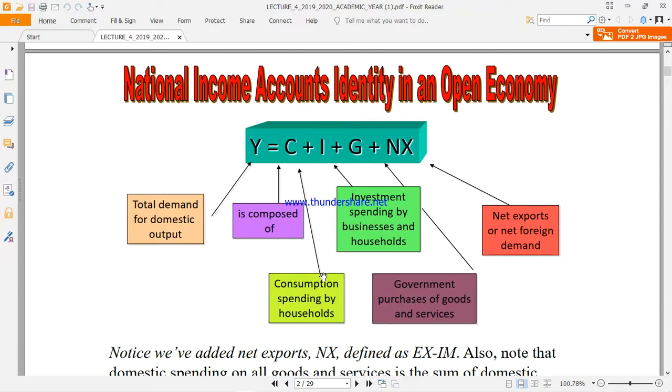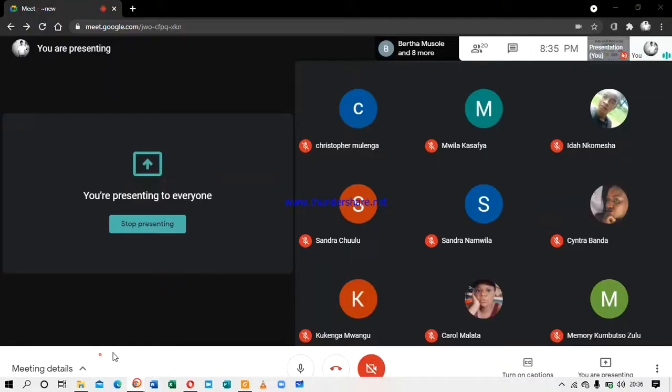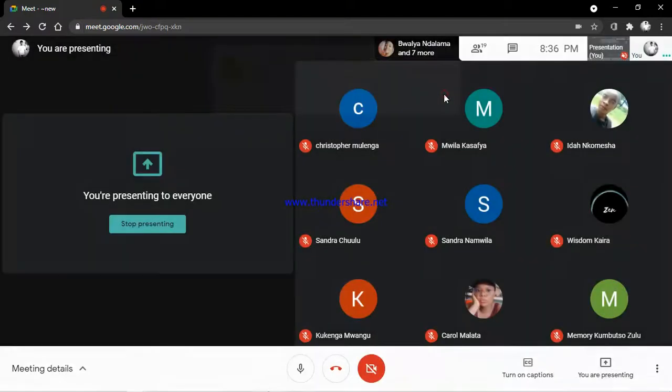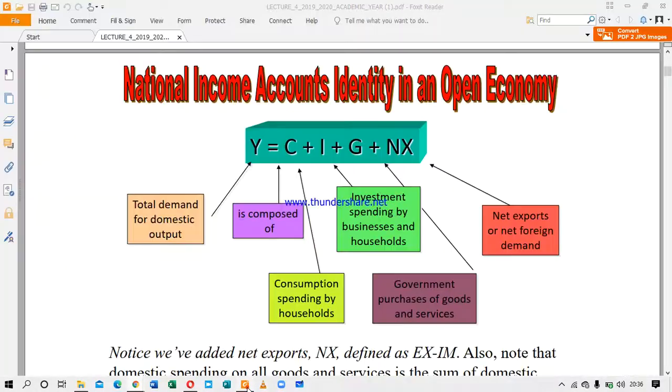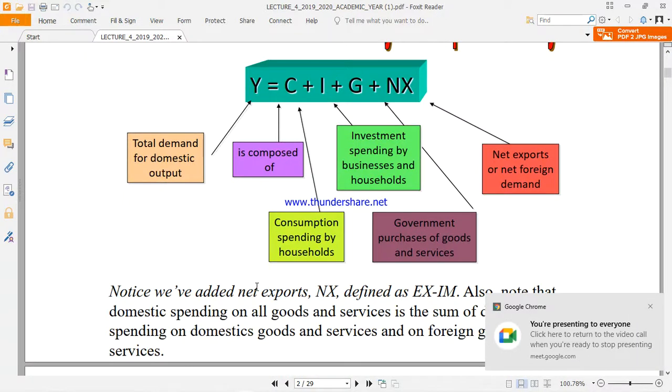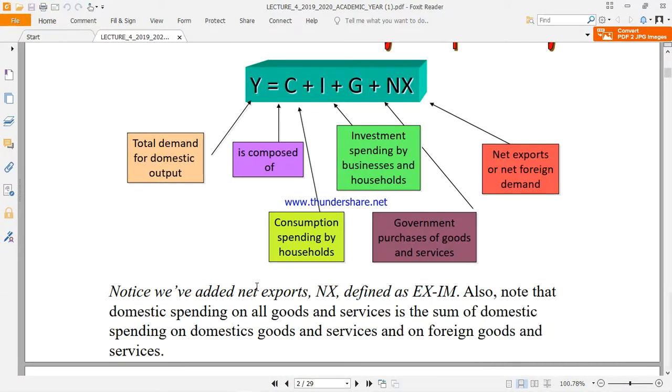Okay, so this last component is what we have introduced today to make our model complete, because all along it's been incomplete. So that is what we're going to look at today. We've just added net exports, and net exports is just the difference between exports and imports. It's net because we're getting a difference. We're trying to get the difference between what we export and what we import.